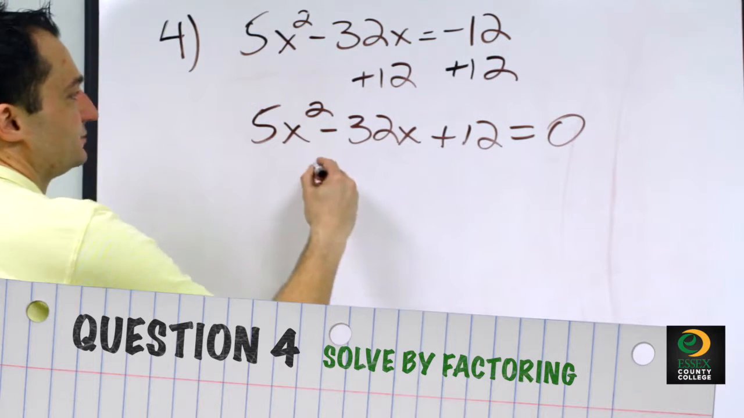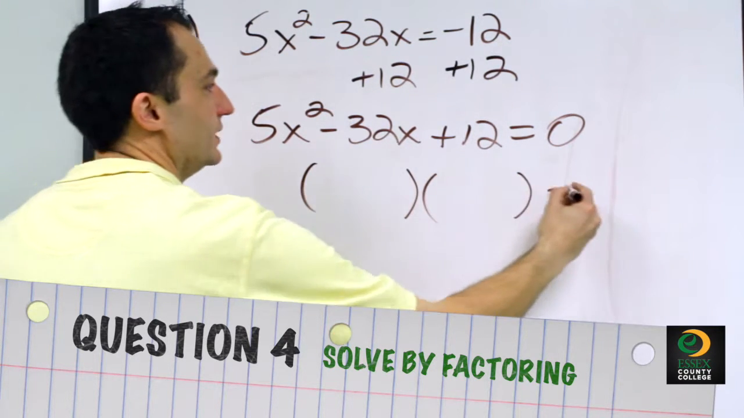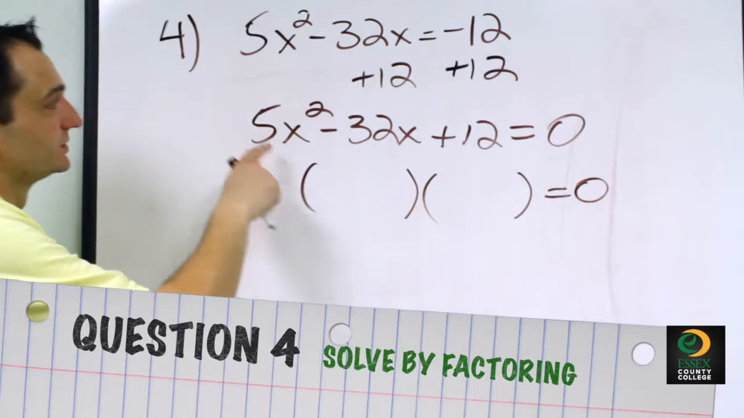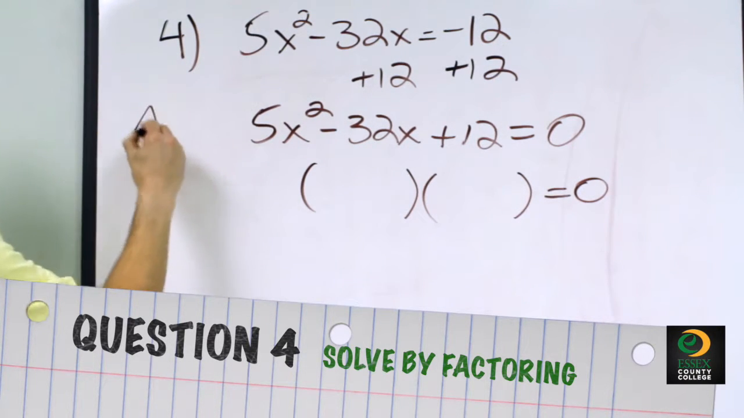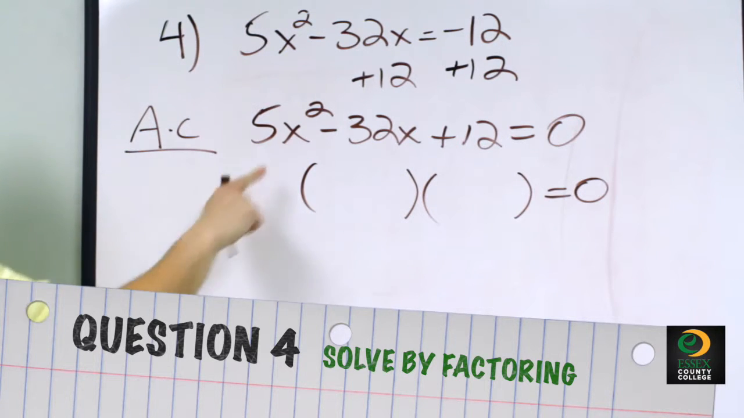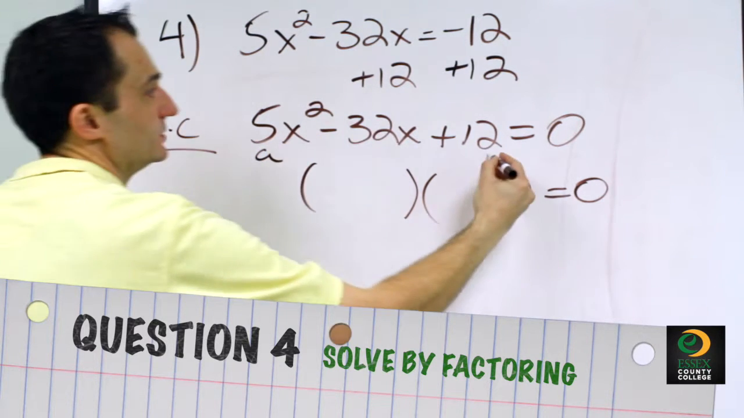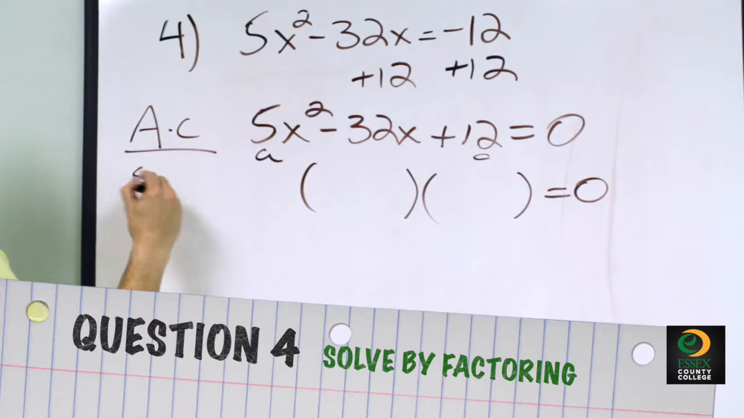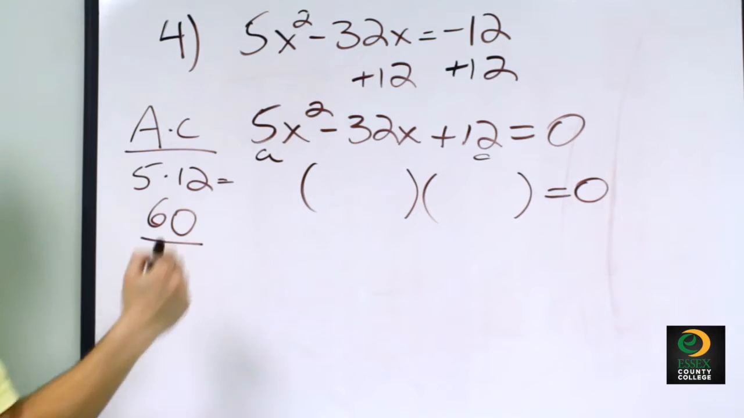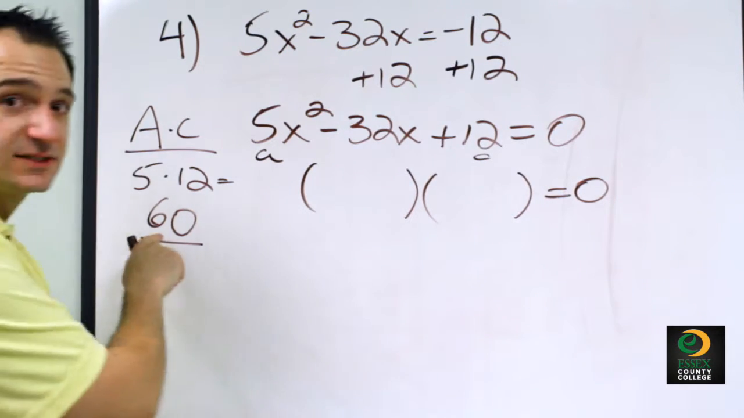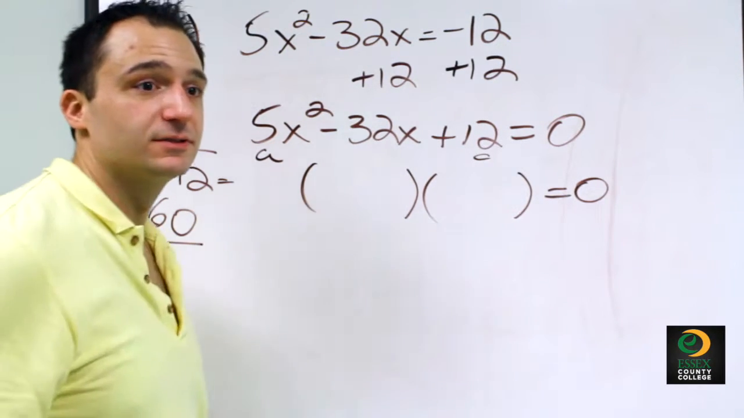Now we have to factor this, break it down into 2 parentheses. However, since there's a coefficient in front of the x squared, we're going to use the AC method. A times C. So 5 is our A, 12 is our C. We're going to do 5 times 12, and that's going to give us 60. Now we're looking for all the factors of 60 that can add or subtract to 32.